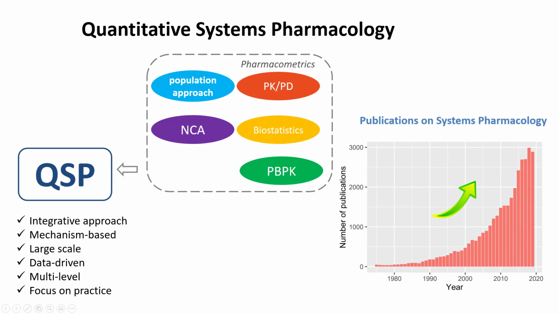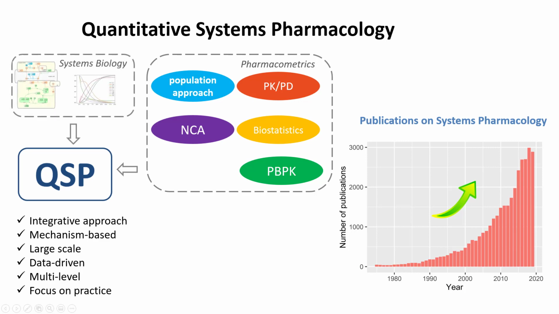On the other hand, QSP modeling is very close to systems biology, as it applies similar methods and software tools. Many models from QSP can also be called systems biological and vice versa. One can say that QSP is approximately the same as systems biology, but focused on practical aspects such as drug effect, disease progression, and other ones.